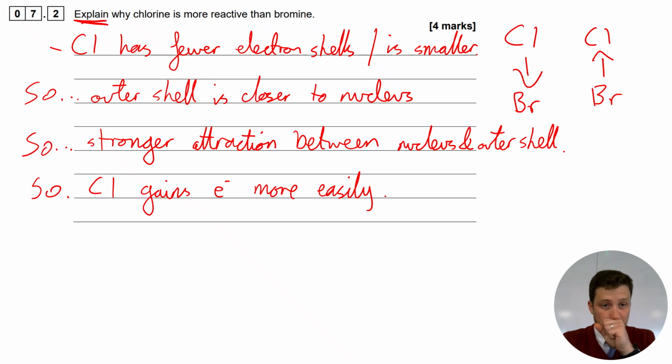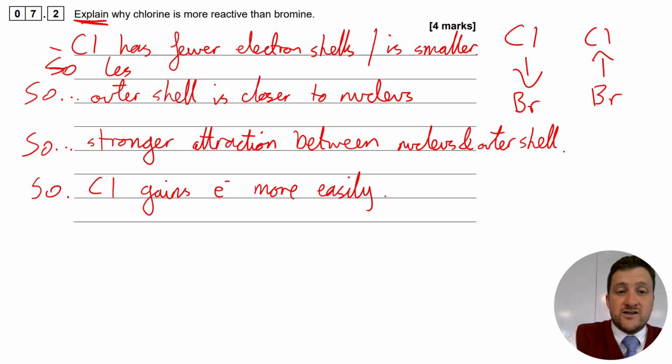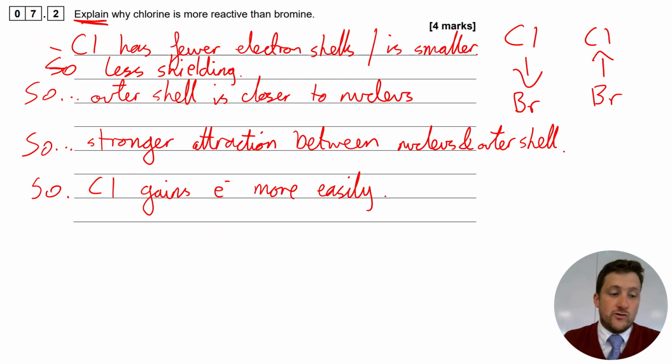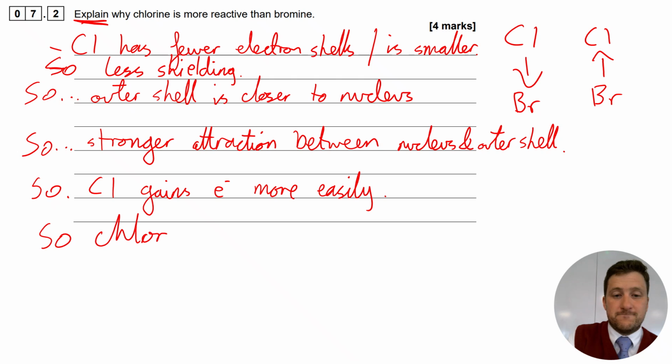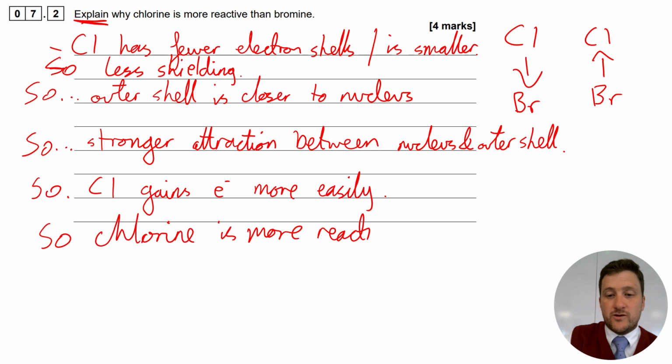Now, one bit I've realized I've missed, I like to add this in as well. Chlorine has fewer shells, so the outer shell is closer to the nucleus is totally correct. I'm going to actually add one right near the beginning that I always like to say that links the fewer electron shells. If it has fewer electron shells, there is less shielding. Okay, you're allowed to say shielding. Don't worry if you've looked at the mark scheme and think it doesn't say that on there. Shielding is absolutely correct. Now, I have done it from why chlorine is more reactive, so we're going to add "so chlorine is more reactive", just to make sure they understand that I am doing it this way around.